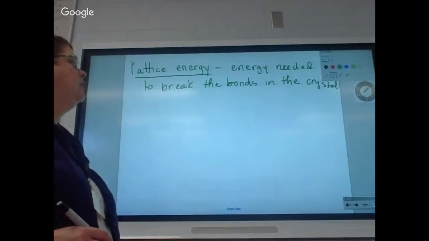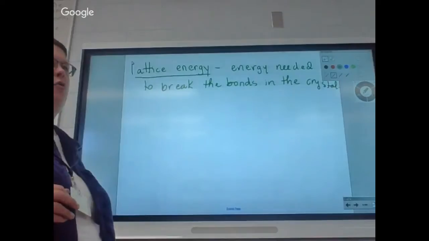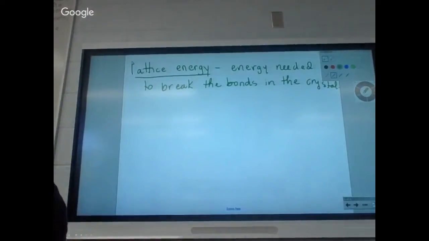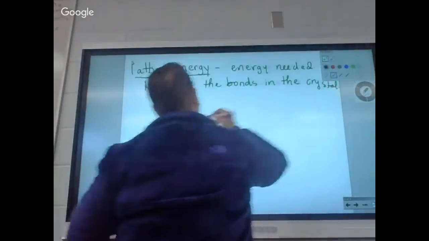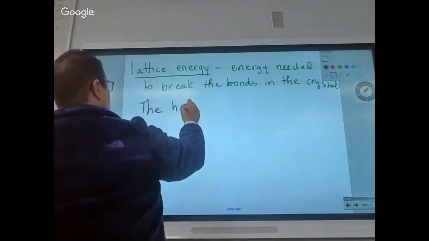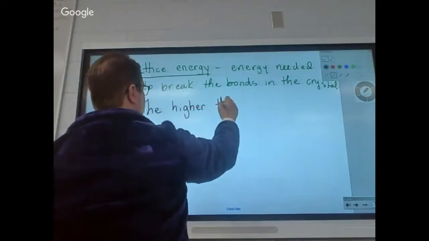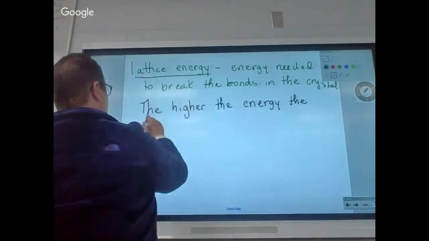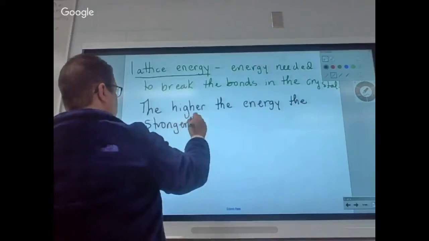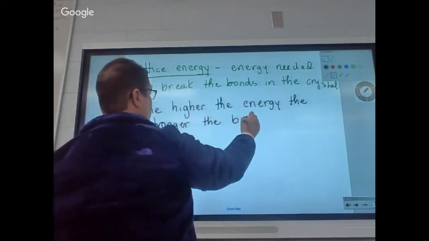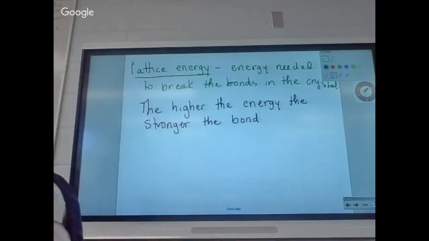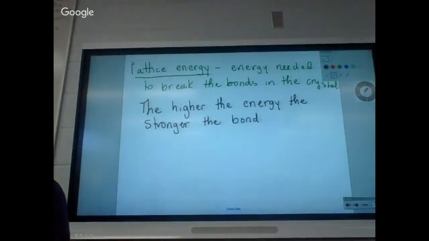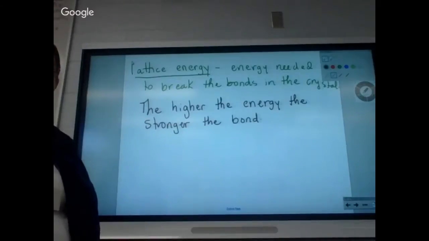Now, usually it's the individual bonds. It's not going to be the whole crystal. Okay? It'd just be the individual bonds, not the shape. Now, the higher the energy, the stronger the bond. Does that make sense? So if it's a stronger bond, it would have more energy.